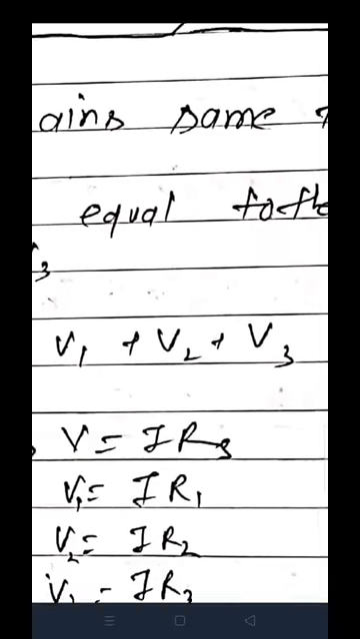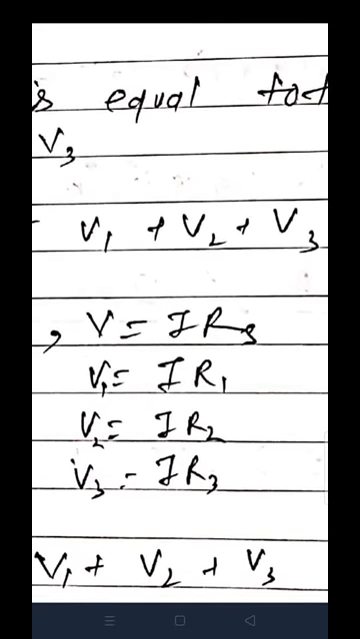According to Ohm's law, V equals IR. As you can see over here, I have written I Rs because we are using series combination, so Rs gives the value of series resistance. V1 equals IR1, V2 equals IR2 and V3 equals IR3. Now we'll put the values in the equation V equals V1 plus V2 plus V3. After putting in all these values, you can see that I is common on the right hand side, so we can take I common. So we are getting Rs equals R1 plus R2 plus R3.